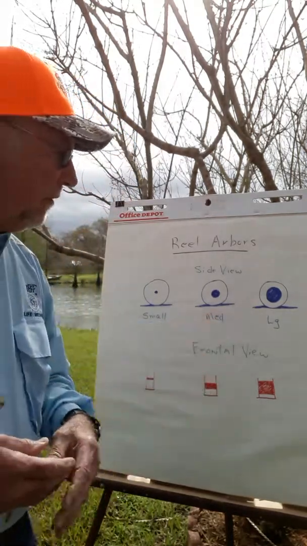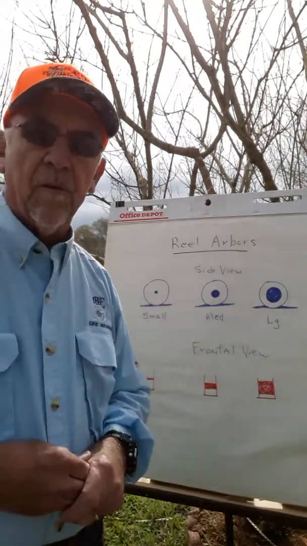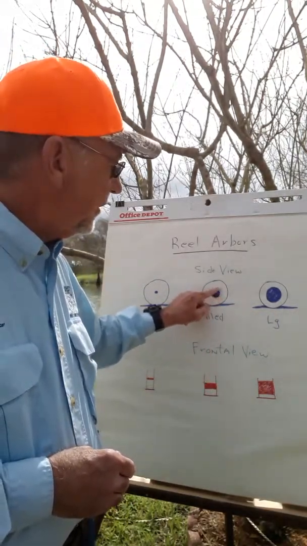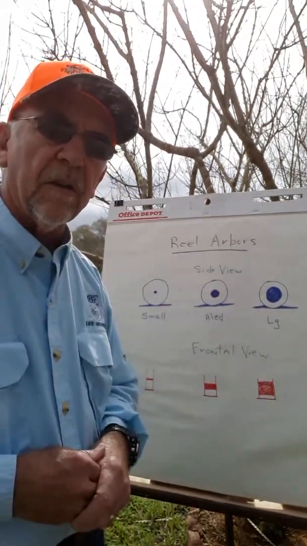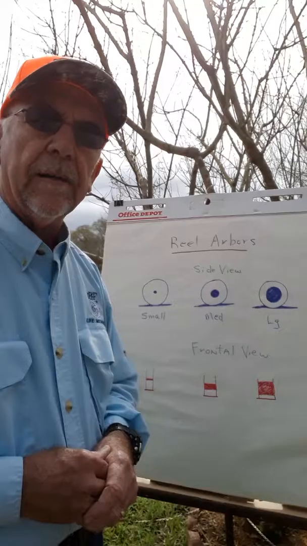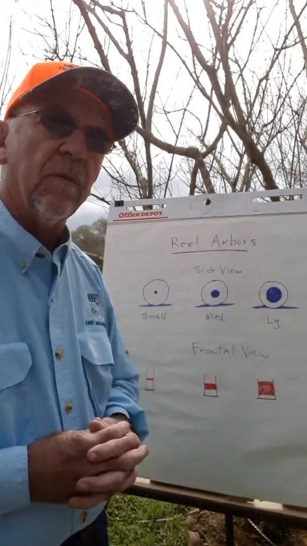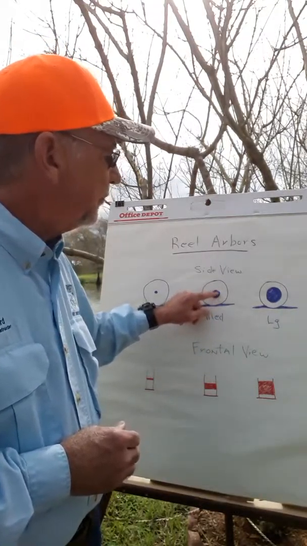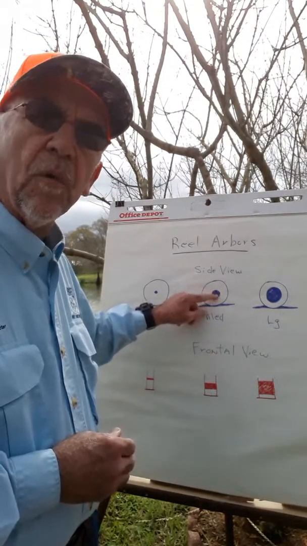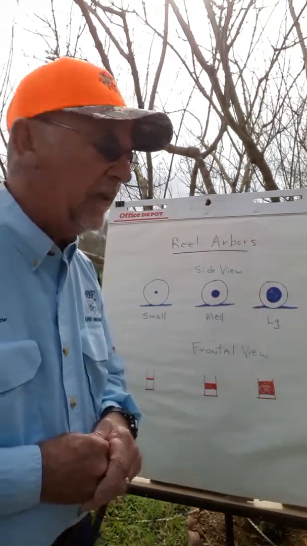The mid arbor reel is a good compromise between the large and the small arbor reels. The arbor that you would tie the backing to is considerably smaller than the large arbor, so again, you don't have quite as tight coils when you're winding the fly line on, but it allows you to put a little bit more backing than the large arbor reel does possibly.